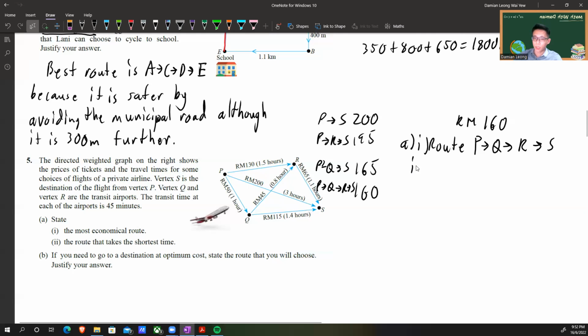So A2 would be the route that takes the shortest time. Okay, shortest time. So they say transit takes 45 minutes. If I count in decimals, then it's 0.75 of an hour. So if I go from P to S, it's straight up 3 hours. PRS. So P to R plus R to S is 2.6, but I have to plus another 0.75. We have to plus another 0.75.